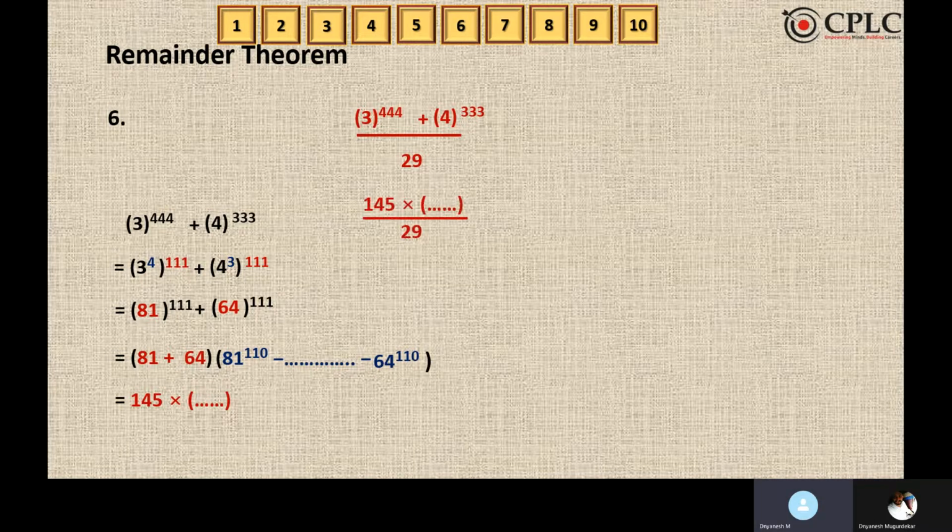And obviously 145 itself is 29 5s. That is, 145 itself is a multiple of 29. So any multiple of 145, when divided by 29, will be perfectly divisible always. And that means again in this case, the remainder will be 0.